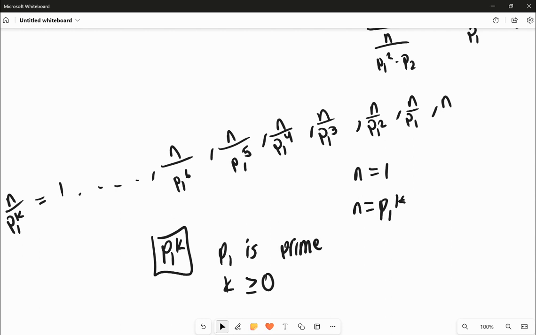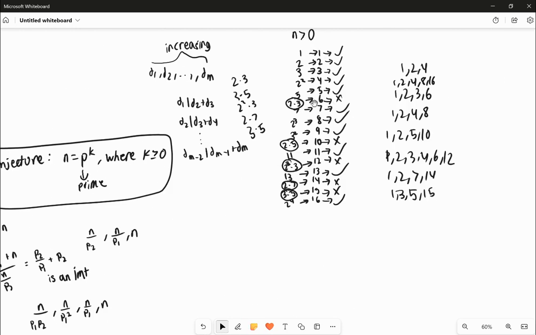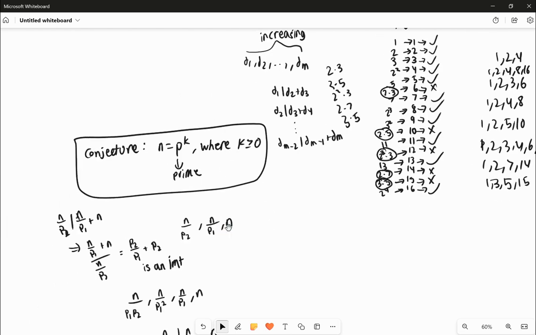The main tactic that we used to solve this problem was looking at some small cases over here. We looked at some small cases to see what the general pattern was, and we ended up conjecturing that this was the case. And we ended up working backwards, starting with the largest and going all the way back to the smallest in order to prove this.